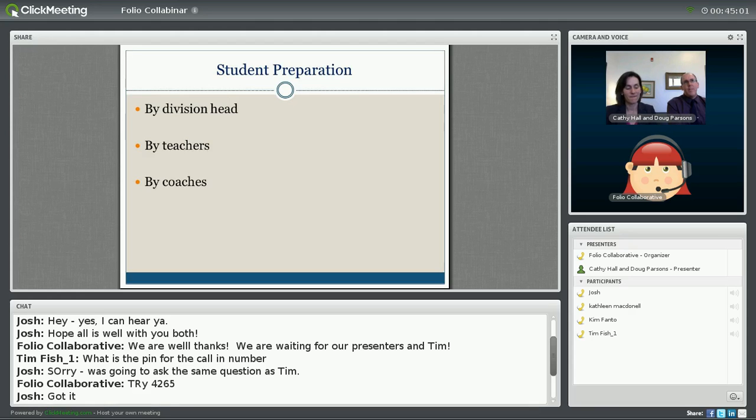Just to make a general comment, I can't stress the importance of this enough. I mentioned this at the Folio Collaborative last June, and I won't be there this June, but I'll say it again when I get the chance. The more you can ritualize the process of taking the students into the lab to give you feedback, the better it's going to be. Problems arise when you don't ritualize the process. We had problems with coaches last year who did not dedicate practice time to taking their kids into the lab.